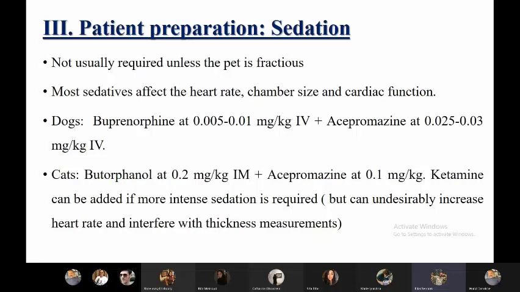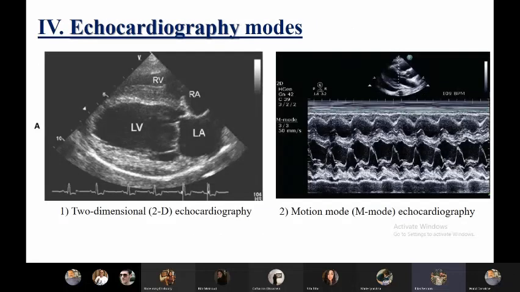Ketamine can be added to cats if more sedation is required, but it can undesirably increase heart rate and interfere with thickness measurements. Now for the echocardiography modes.